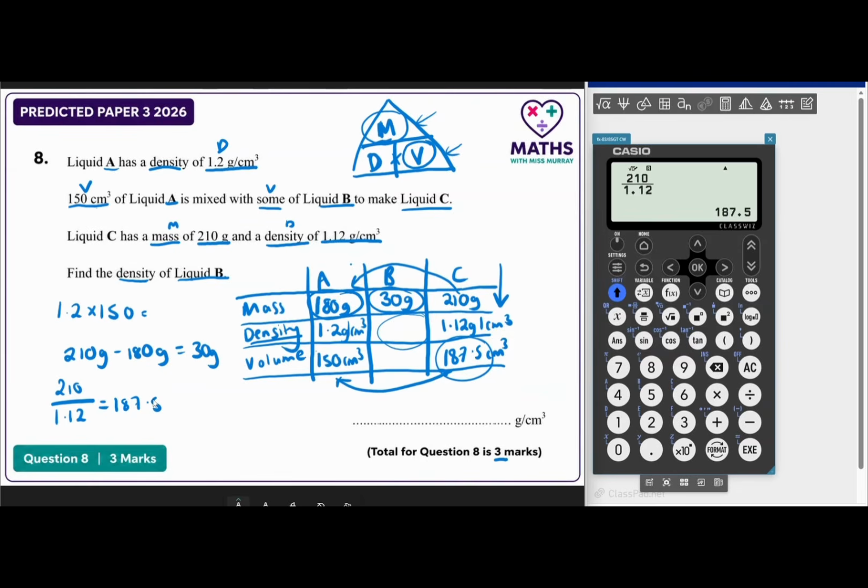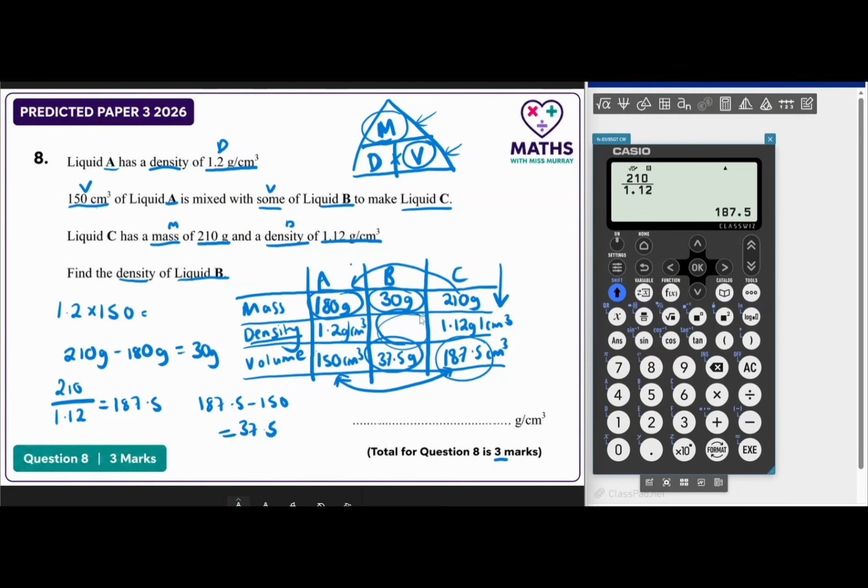So I can now work out the volume of B, because I have the volume of A and the volume of C, the amount of both of those. So I'm now going to do 187.5 minus 150, and again check it on your calculator, but that is 37.5. So 37.5 grams is the volume of B.